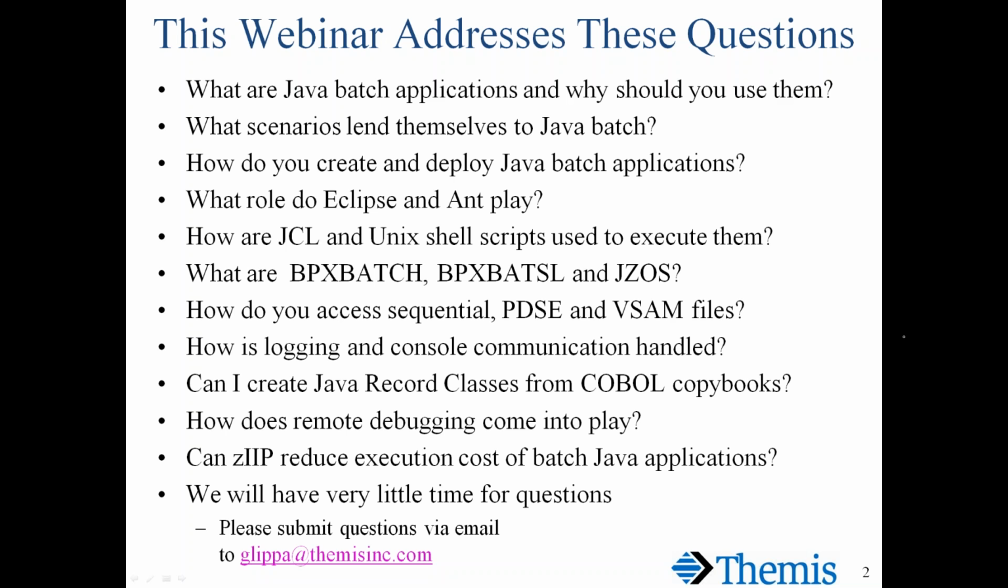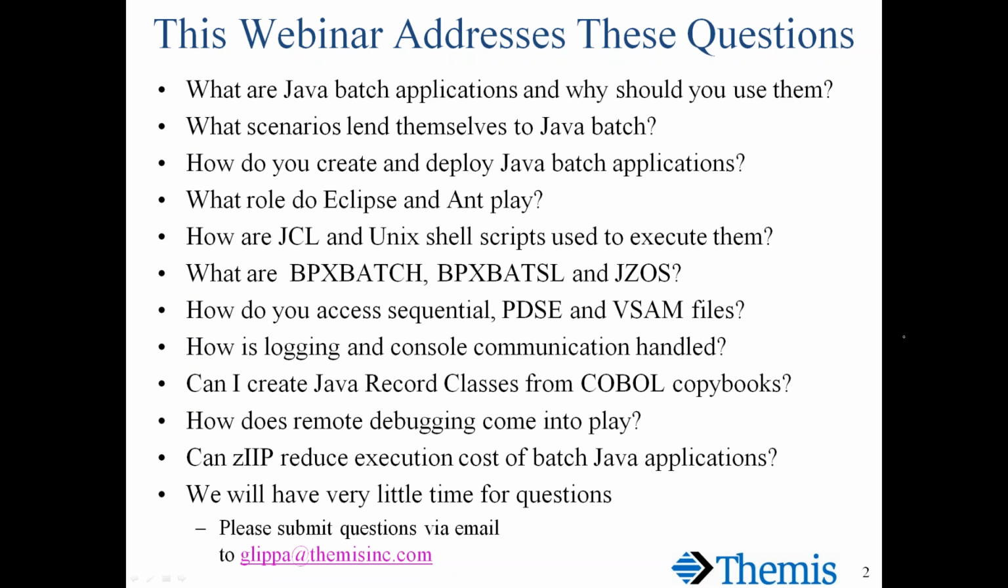JCL comes into play most typically, but so does the UNIX side of the house, and we'll have to talk a little bit about that if you haven't dealt with it before. IBM provides 3 tools or programs, BPXBATCH, BPXBATCH, and JZOS, to help you use JCL to run your batch applications, which would then allow you to access regular mainframe files, sequential, PDS, and VSAM type files. We'll look very briefly at logging and console communication.